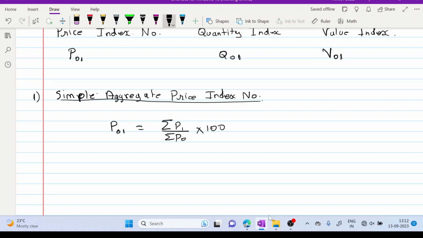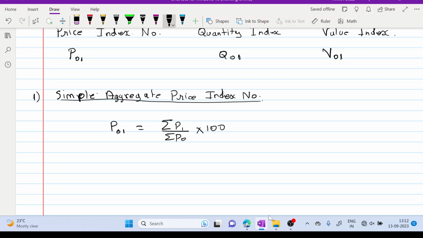So how do you learn this? You will always have the base year in the denominator. जो base है वो हमेशा denominator में है. So just remember this. Summation P1 upon summation P0. P1 is the prices in the current year. P0 is the prices in the base year. So summation P1 upon summation P0 into 100. That's the formula. Simple aggregate price index number.